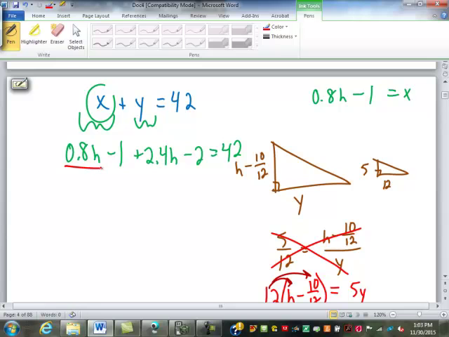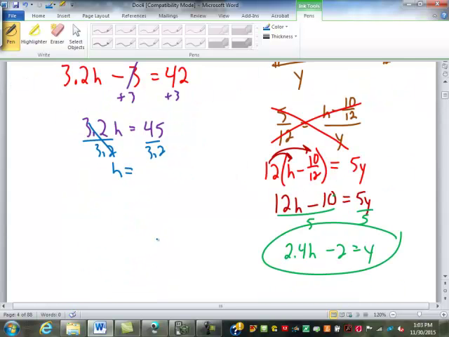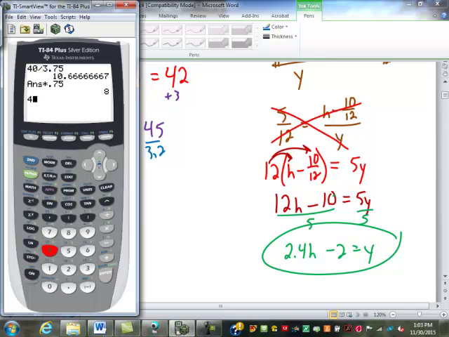So now we have 0.8h and 2.4h makes 3.2h. Negative 1 and negative 2 make negative 3, minus 3 equals 42. What do we do from there? We add 3. 3.2h equals 45, and then divide by 3.2. Which gives us that h equals what? 14 and 1/16, right?